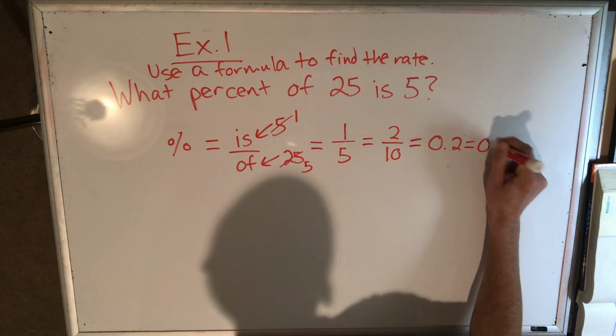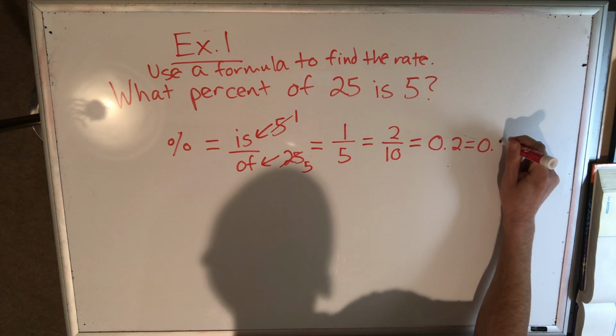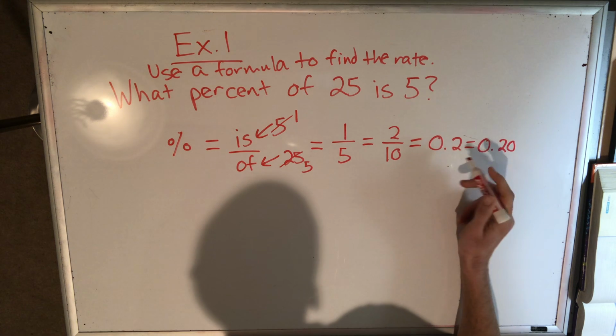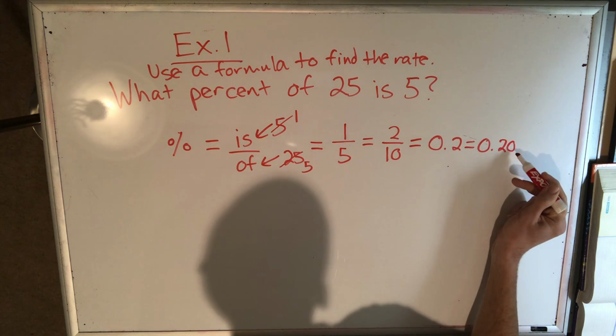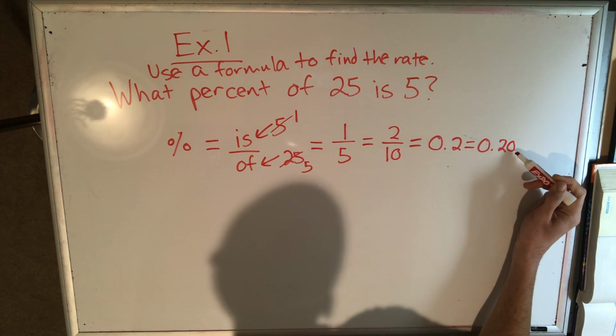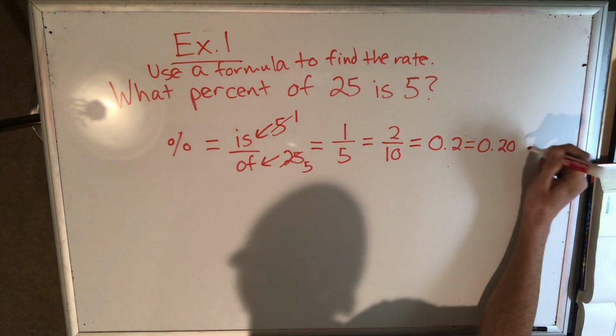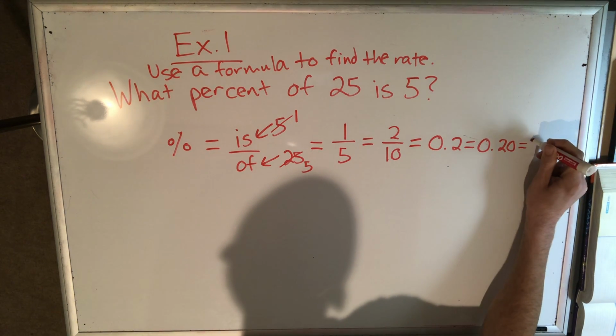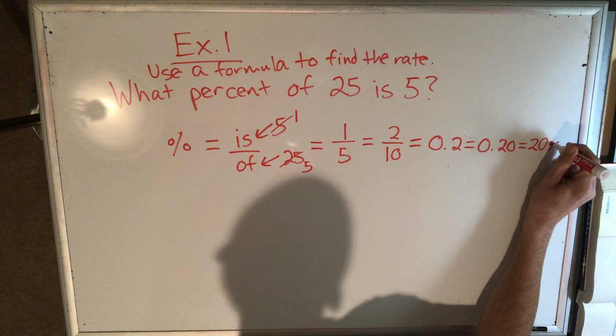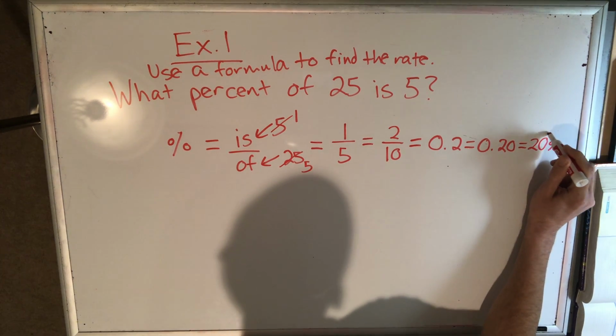And you could always put a 0 at the end of a decimal number and it does not affect the value because 2/10 is equal to 20 hundredths. And the second decimal place is the hundredths place. And 0.20 is equal to 20%. So 20% of 25 is 5.